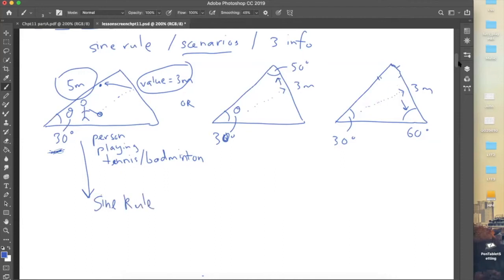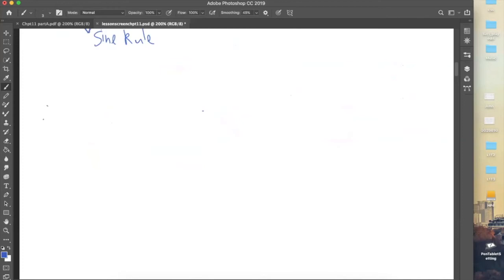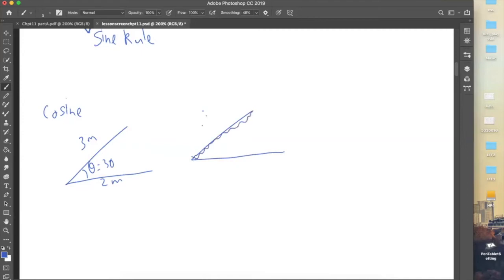Then the cosine rule is when you have two lengths sandwiching the angle. So say 3 meters and 2 meters and one angle sandwiching the angle. Can you find it? So last time I always remembered the crocodile. This is a crocodile's teeth, rolling down. So the length is given here. The teeth represent the info.